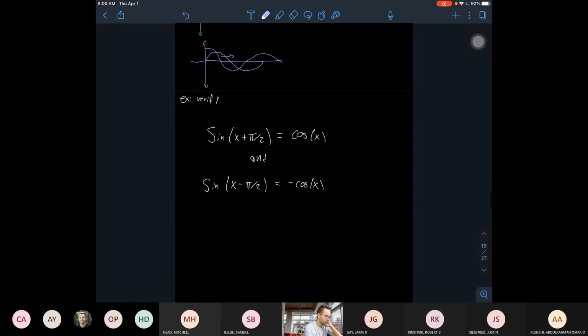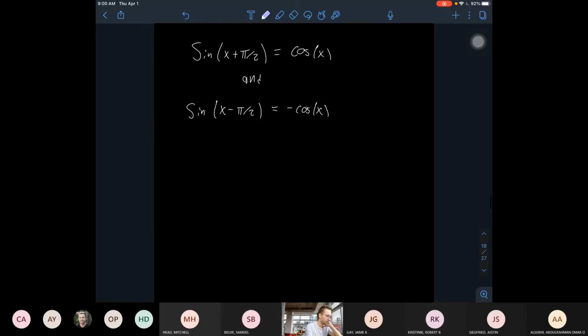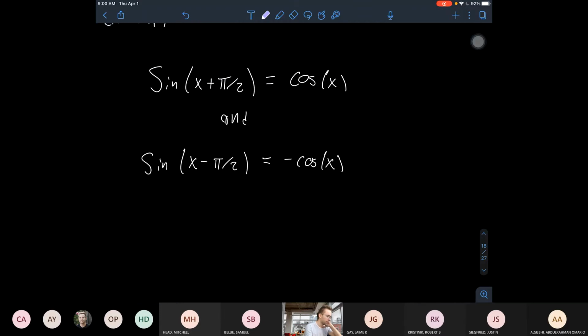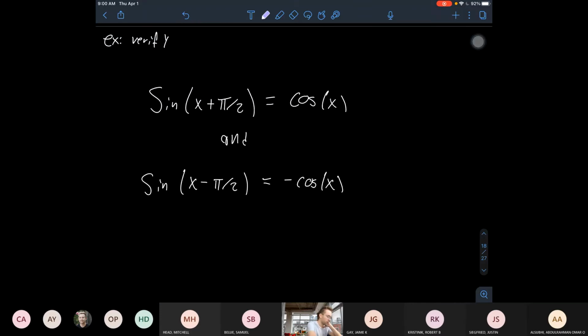Okay, so let's verify now a couple other identities. And these are more of the stereotypical phase shift identities, I guess, is what you might call it. Why do I call it a phase shift identity? Well, I call it that because the transformation that's happening on sine of x plus pi over 2 is exactly a phase shift. So, phase shift identity.